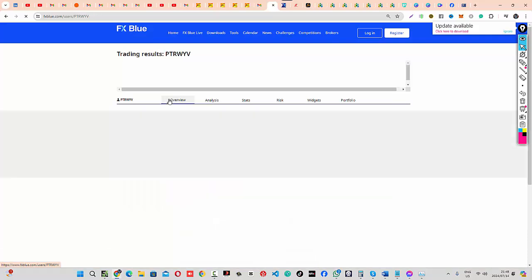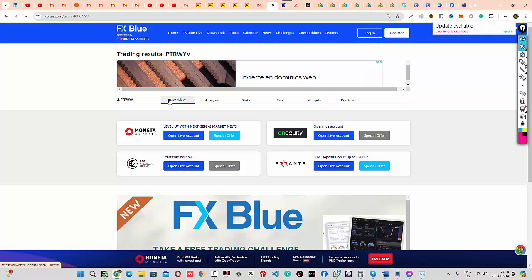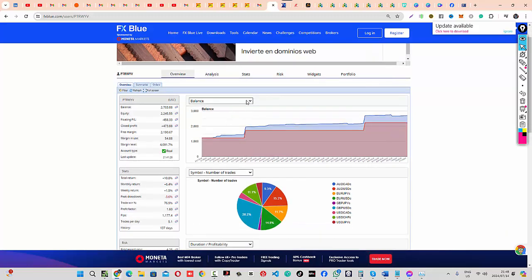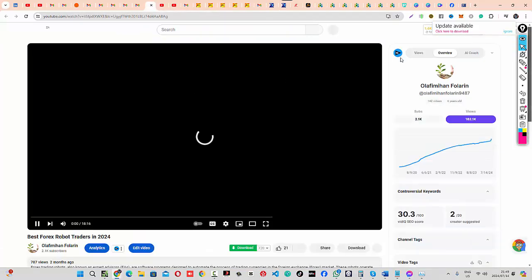This robot, like I said, is one of my obsolete robots. I've already upgraded this robot to a new version. So now let's check the monthly return. If you remember, on July 1st, this account was sitting on minus 2.4 or so. I think I should see it in one of these YouTube videos here.